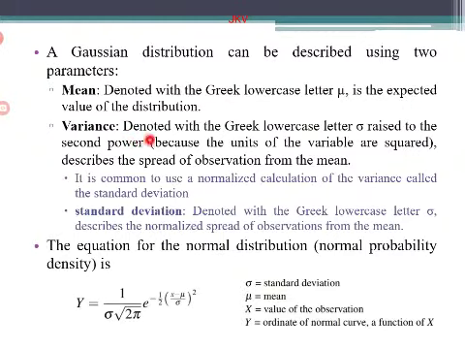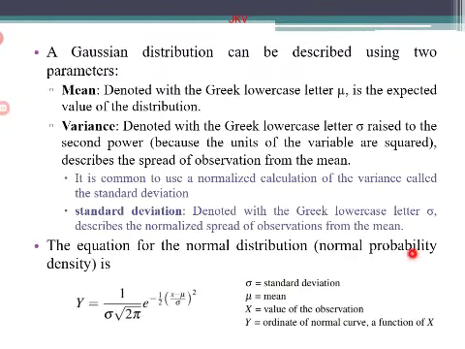Now variance, denoted by the Greek lowercase letter sigma raised to the second power, that is sigma squared, is based on the units of the variable squared, and describes the spread of observations from the mean, that is how much the original data is varying from the mean. Now it is common to use a normalized calculation for variance called standard deviation. Standard deviation is denoted by the Greek lowercase letter sigma and describes the normalized spread of observations from the mean.